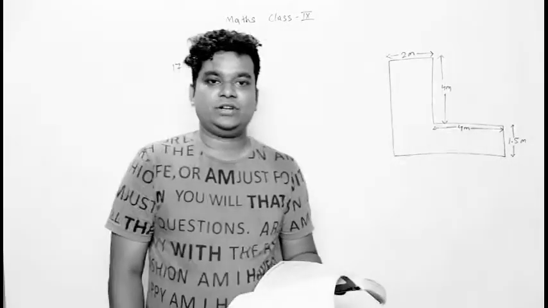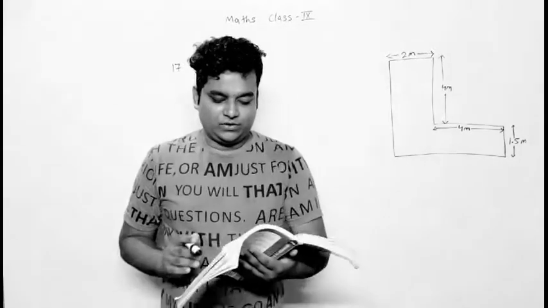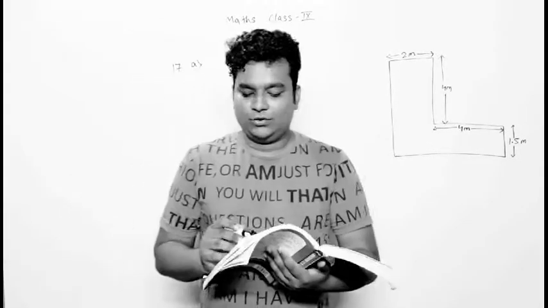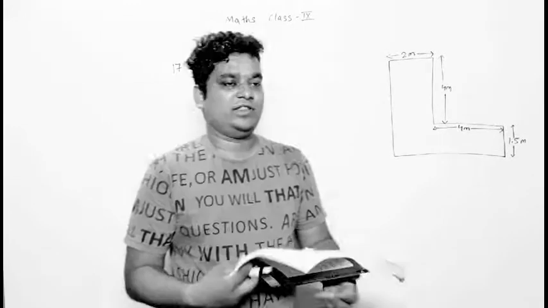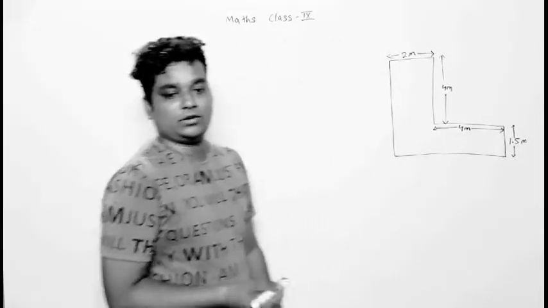Coming to the next question, question number 17, part A. In this question it is given to find the perimeter and area of the given figure. One condition is given: that all the corners are right angles.